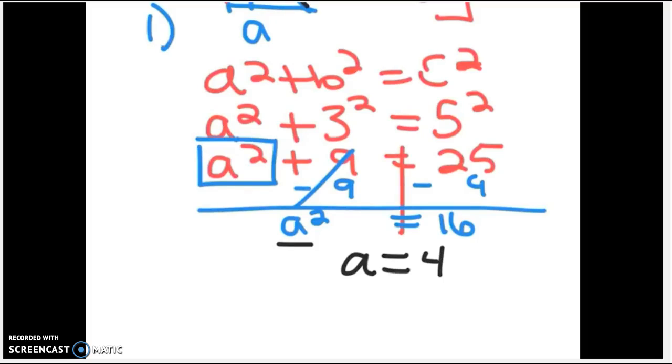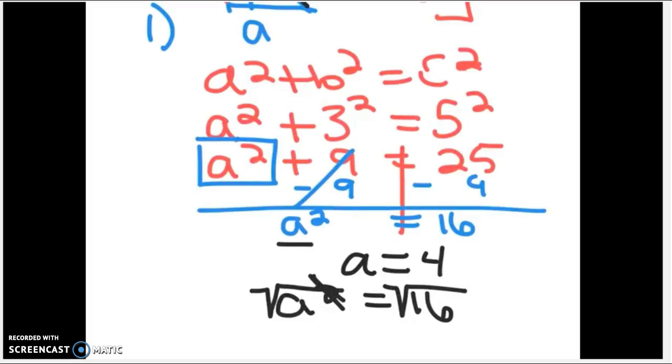Another way to look at it, which will help you in the future, especially when the A ends up being something different than a whole number, is to take that A squared that's equal to 16, and to undo squaring, you square root both sides. Kind of like adding, the opposite of adding is subtracting. The opposite of squaring something is square rooting it. So I square rooted the left side, but then I got to square root the right side. And that cancels out the square root and the square. So now I end up with A equaling 4.